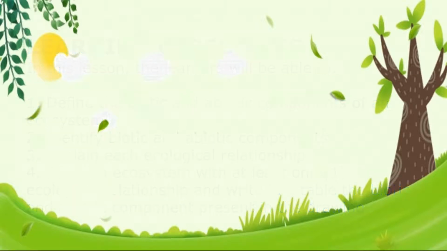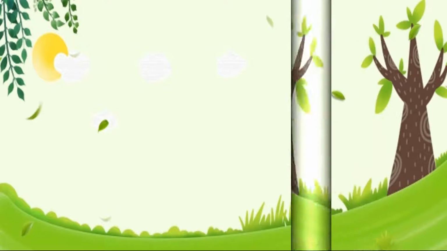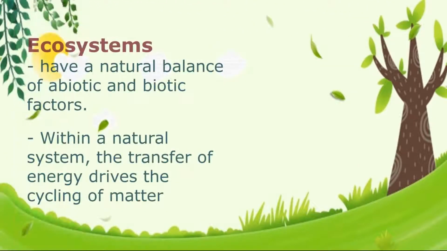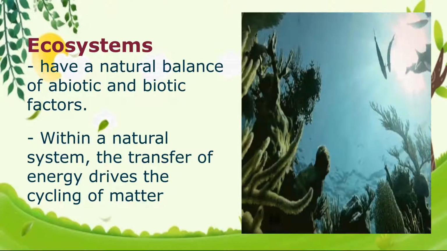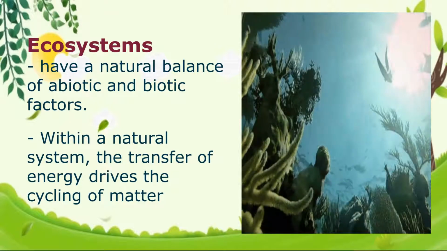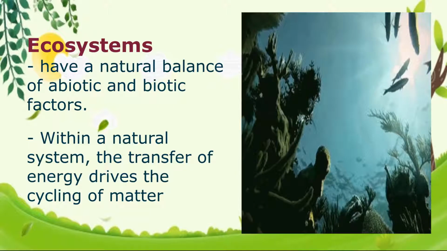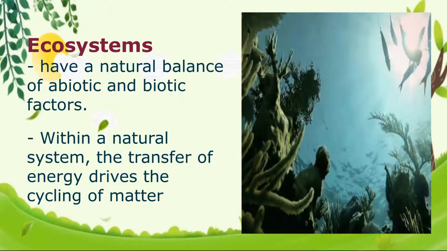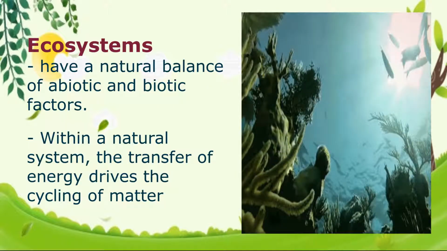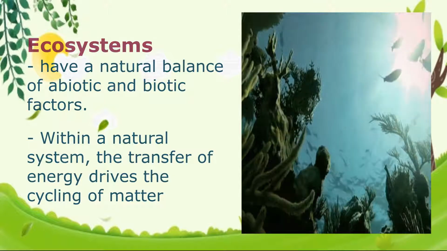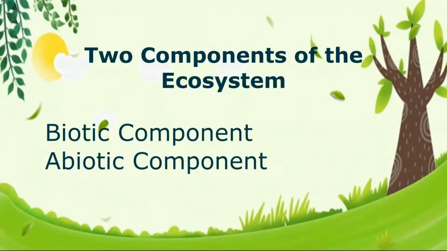Let us start defining what is an ecosystem. Ecosystems have a natural balance of abiotic and biotic factors. Within a natural ecosystem, the transfer of energy drives the cycling of matter. There are two components of the ecosystem: the biotic component and abiotic component.